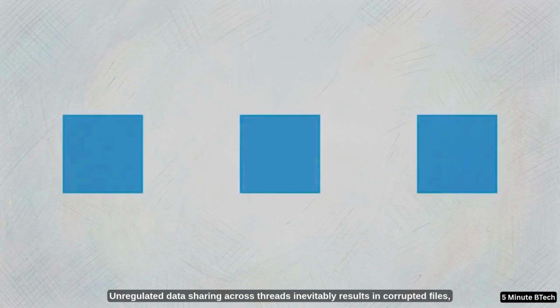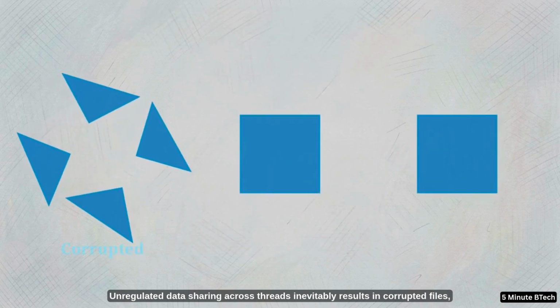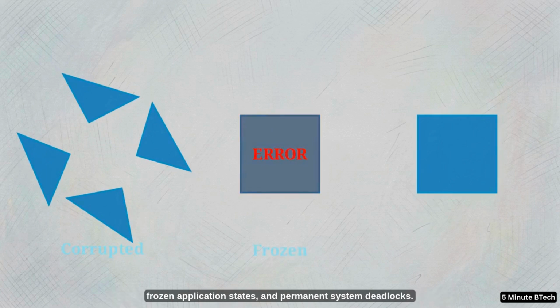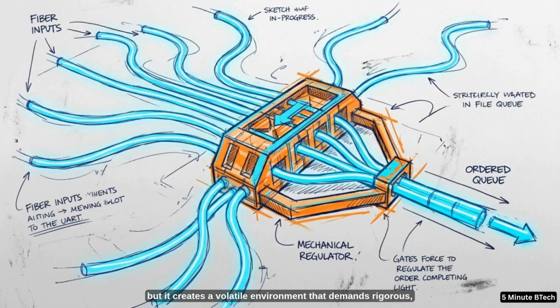Unregulated data sharing across threads inevitably results in corrupted files, frozen application states, and permanent system deadlocks. Breaking down a process into threads solves the performance bottleneck, but it creates a volatile environment that demands rigorous, deterministic synchronization protocols to prevent system failure.